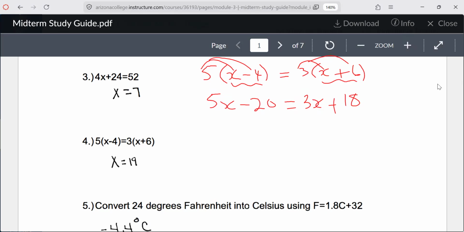Now I've got 5x on the left and 3x on the right. But those two are friends. They are like terms. So I've got to bring them closer to each other. So I'm going to take the 3x to the 5x, and to do that, I subtract 3x from both sides because the 3x is positive. So now 5x minus 3x is 2x minus 20 equals 18.